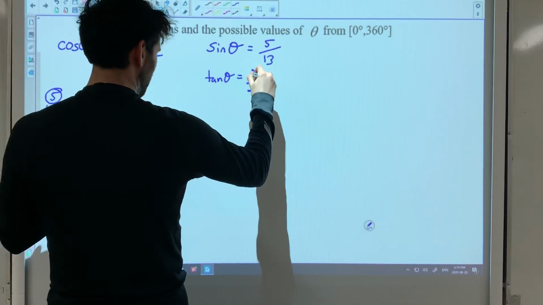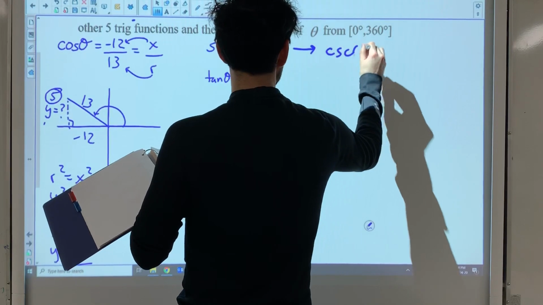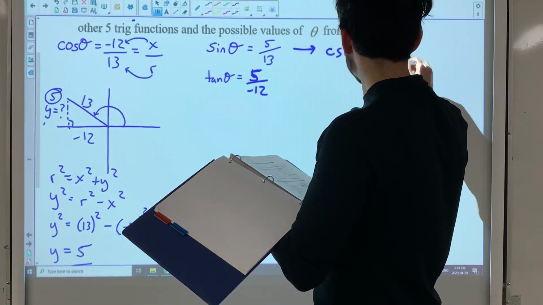That's a 5. Go ahead, find the reciprocals. So cosecant theta, if you do the reciprocal, that's 13 over 5.